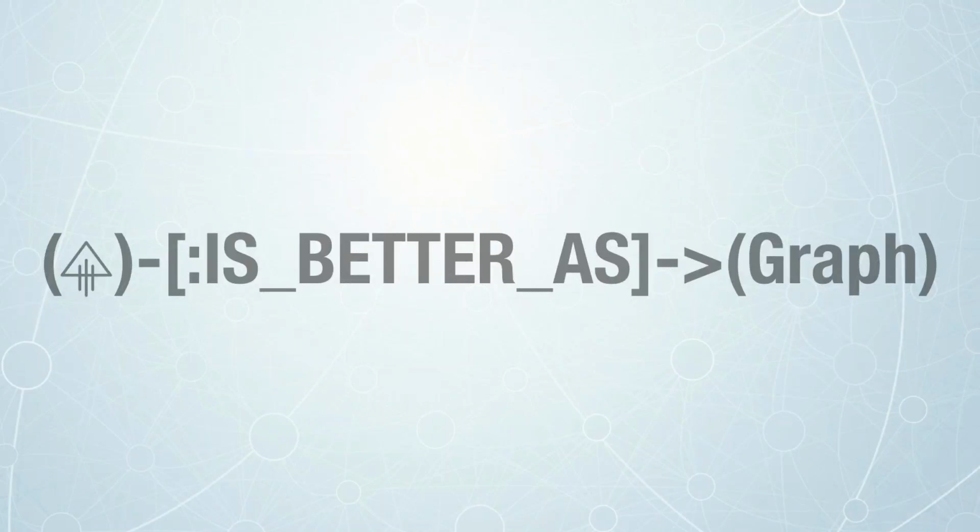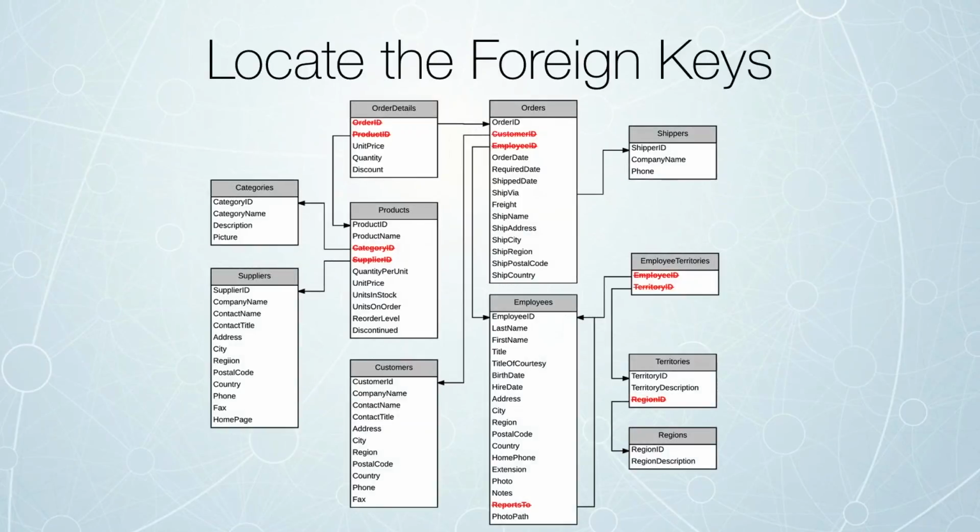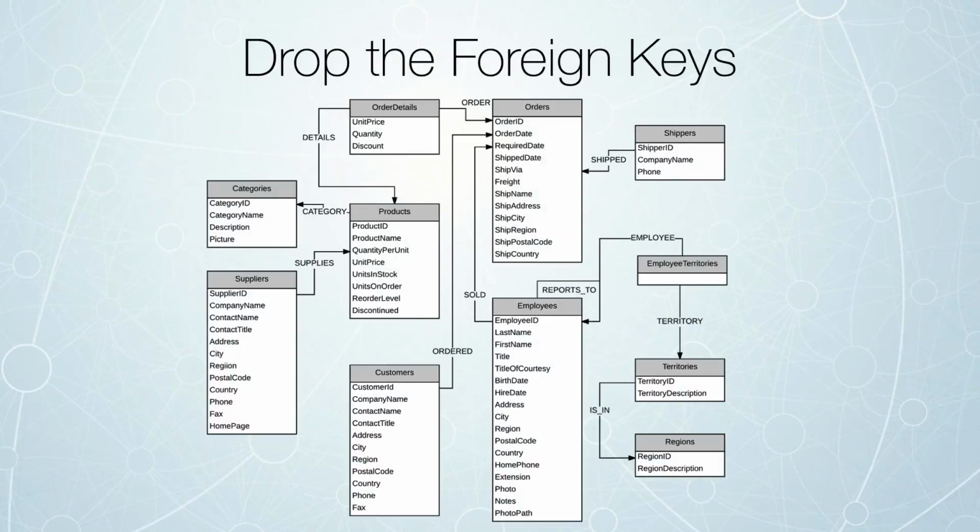So when we start with our ER diagram, the first thing that we do to convert this to a graph is locate our foreign keys, and these foreign keys are represented here with these red lines. You might not be able to see all of them, but it links, for instance, the product table with the supplier table, or the employee table with itself, or the orders with the salesperson who took the order, etc. You can just drop those foreign keys and replace those with the relationships, which again are more human readable here. So an employee sold an order.